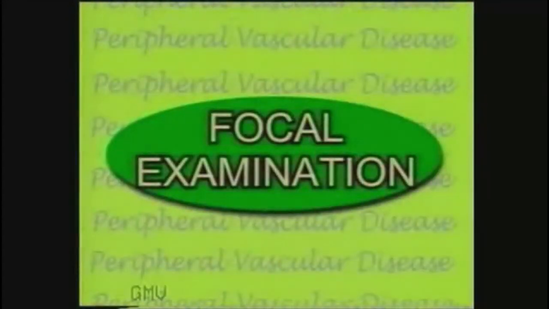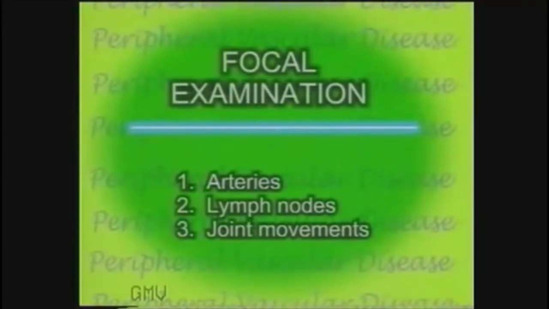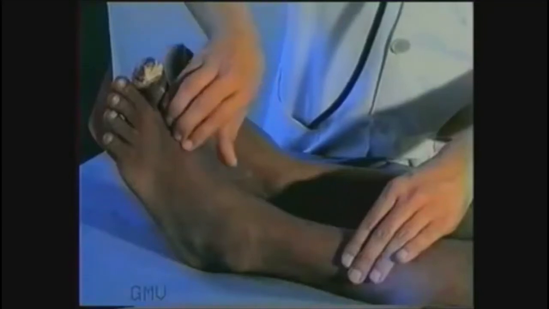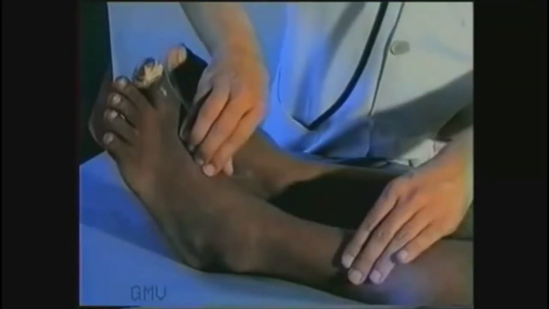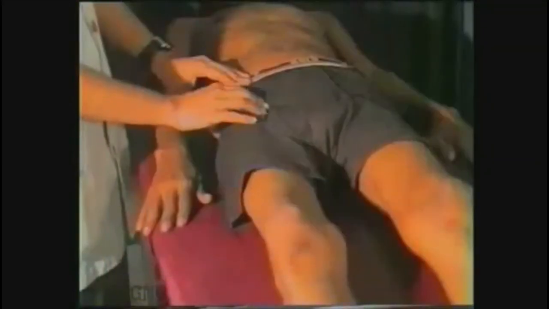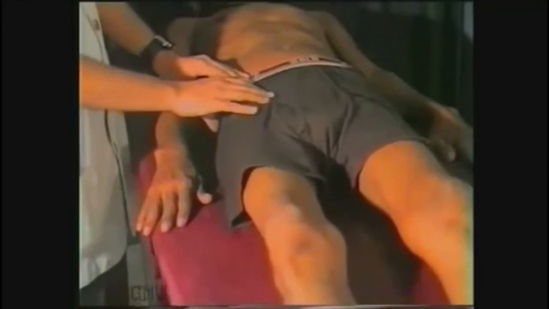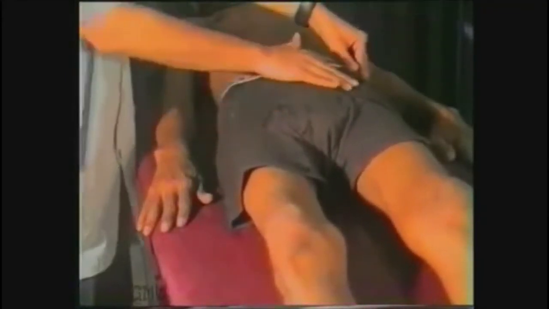Now we will proceed to focal examination, that is examination of arteries, lymph nodes and the joints. First, palpate the arterial pulse at various levels in all the limbs. Then palpate the inguinal region for enlargement of lymph nodes. And then test the movements of different joints in the gangrenous area. Gangrenous portion of the limb will lose its movements, as seen in the right foot and ankle and left toes.